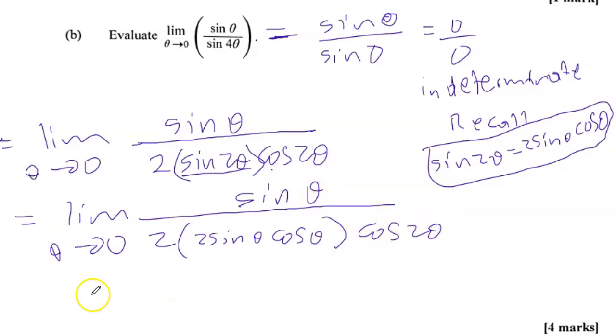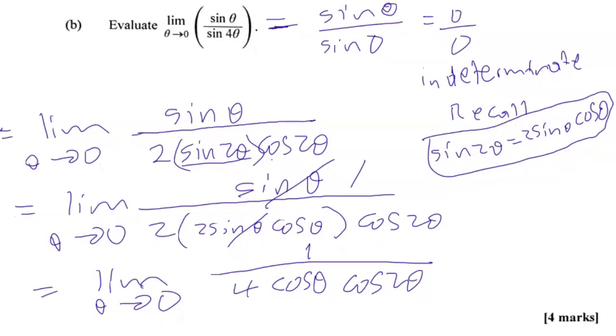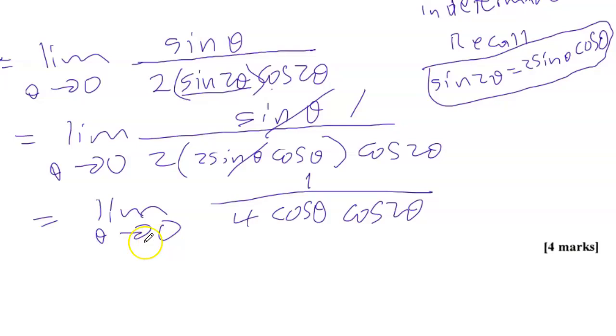And what you can see now, we can do some cancellation here. So sine theta on top and sine theta down here cancel. So we're left with 1 over 2 times 2, 4, so 4 cos theta times cos 2 theta. We're not troubled by the cos, because cos 0 is 1. But sine 0 is 0. So the cos is okay.